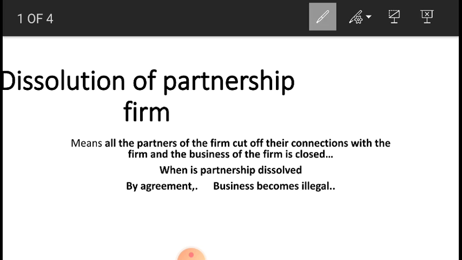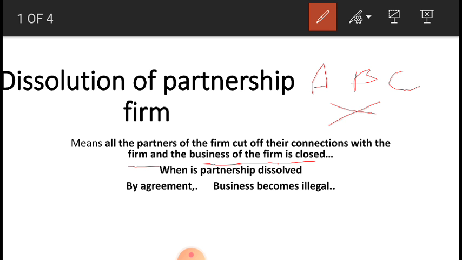So what do you mean by dissolution of partnership firm? Okay, see, it means all the partners of the firm cut off their connection with the firm and the business of the firm is closed. Suppose there were A, B and C doing business. Dissolution of partnership firm means all these three partners will end the business, stop the business, close the business. So that is called dissolution of partnership firm.